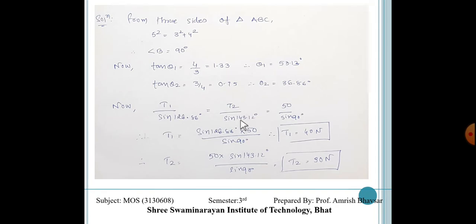Now just make the equation of Lami's theorem. T1 upon sine 126.86 is equal to T2 upon sine 143.12 is equal to 50 upon sine 90. So we will take the pair of these two and we will calculate T1 and T2. It is 40 and 30 Newton. So it is very simple.